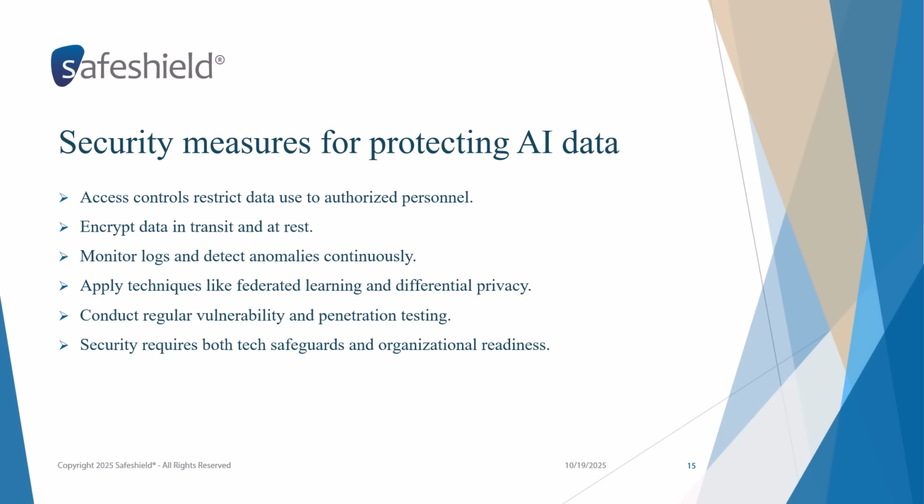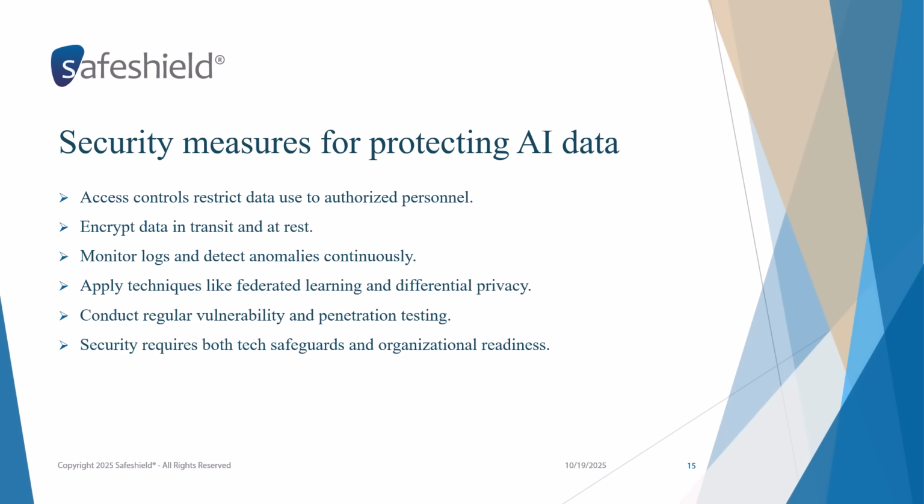Strong security measures are a cornerstone of data protection in AI systems. Because AI often processes sensitive personal information, security failures can have devastating impacts on both individuals and organizations. The first layer of defense is access control. Only authorized personnel should have access to datasets, models, or system outputs. Role-based access and multi-factor authentication are essential to prevent unauthorized use. Second, encryption should be applied both at rest and in transit. This ensures that even if data is intercepted or stolen, it remains unreadable to outsiders.